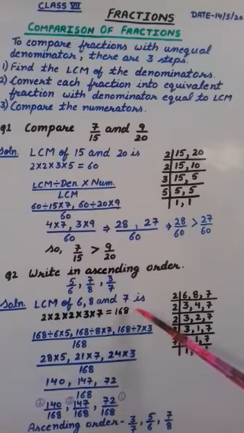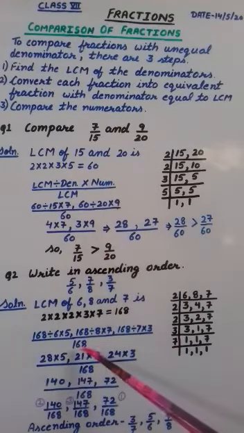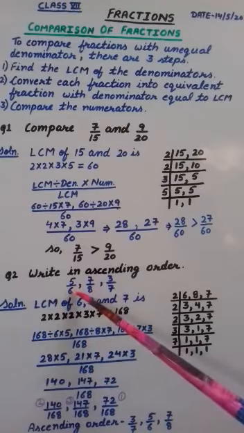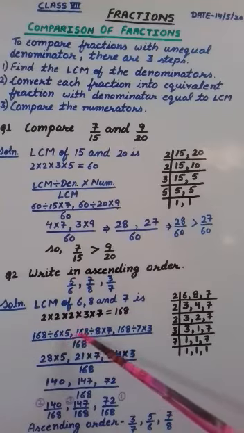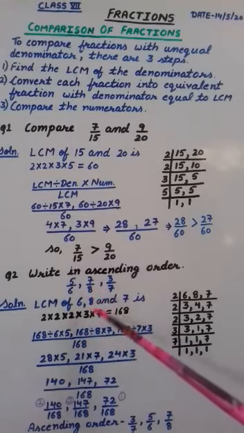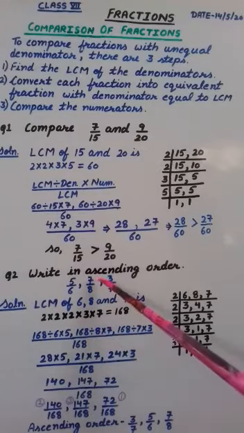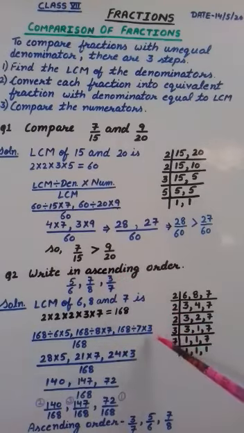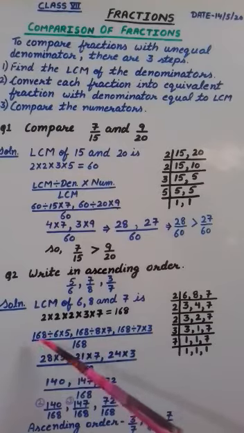Now let's follow the same formula here. So here 168, this is the LCM. Now LCM divided by denominator: for the first fraction the denominator is 6, multiplied by numerator 5. Second one, LCM 168 divided by denominator 8, multiplied by numerator 7. Third one, LCM 168 divided by denominator 7, multiplied by numerator 3.